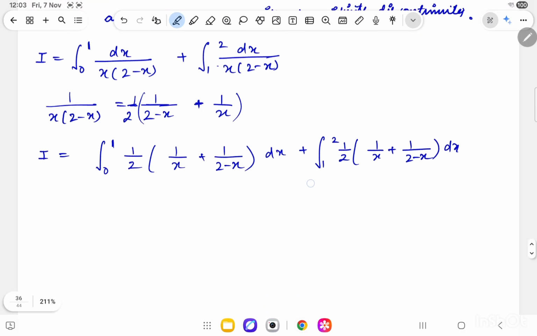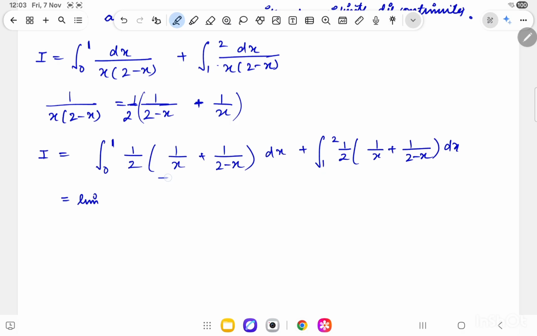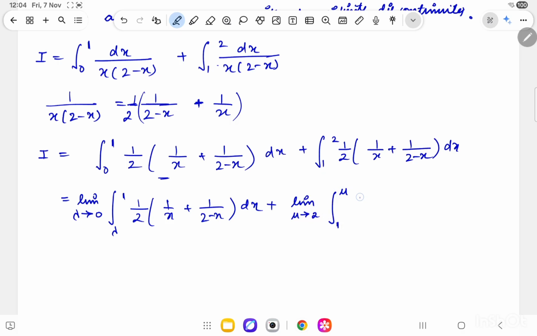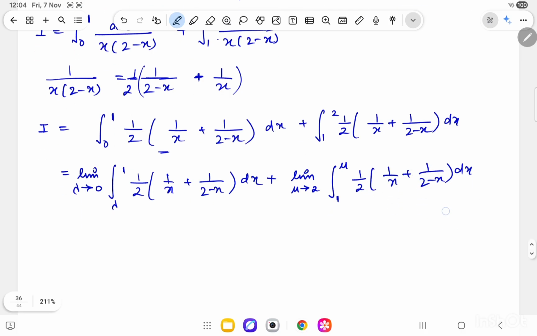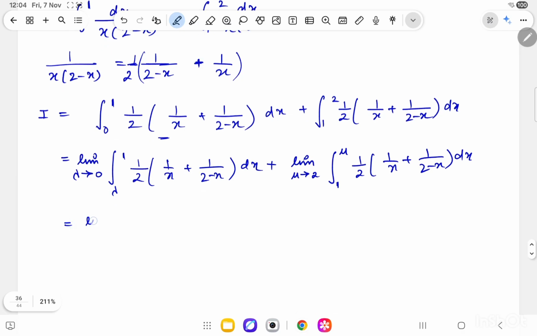Now if I simplify it, I'll just directly evaluate. The first integral has a discontinuity at x equals 1, so I'll label the limit as lambda approaches 1, integral from 0 to lambda of 1 by 2 times (1 by x plus 1 by 2 minus x) dx, and here I'll use mu: the limit as mu approaches 1, integral from mu to 2 of 1 by 2 times (1 by x plus 1 by 2 minus x) dx. Now I'll evaluate it normally, and then we'll calculate the limit by plugging in.